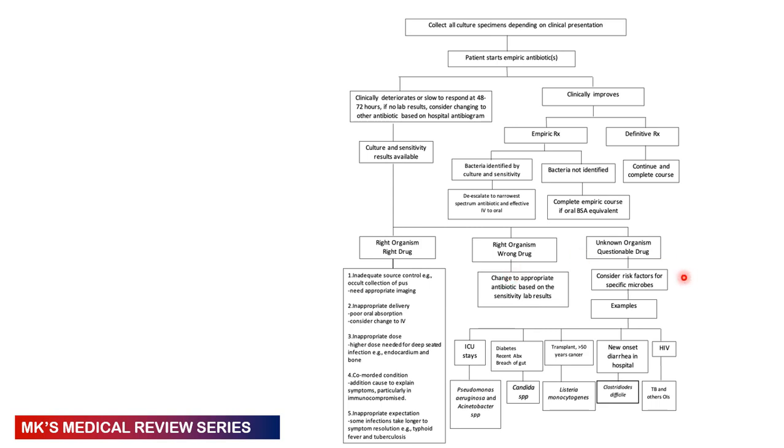Then, of course, if the organism is not known and the drug is also questionable, then you should consider some risk factors for specific microorganisms. For example, patients that are admitted to the ICU are prone to having Pseudomonas aeruginosa as well as Acinetobacter species, so give drugs that are going to be targeting these organisms. We'll have a look at them. Then, of course, with diabetes, Candida species are much more common in patients with transplants and over 50 years, patients with cancer, Listeria monocytogenes. New onset diarrhea in hospitalized patients is most obviously due to Clostridium difficile, which is usually associated with antibiotics. Then, of course, with HIV, you should consider TB and other opportunistic infections.